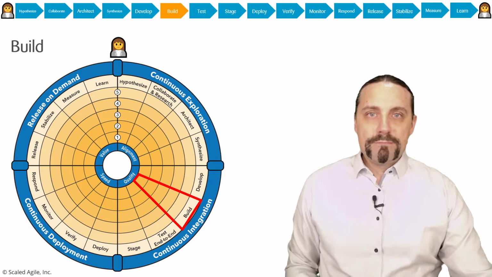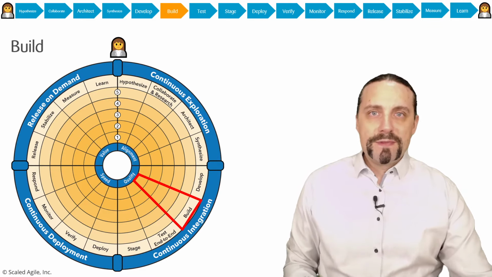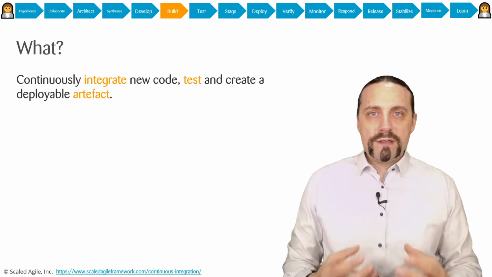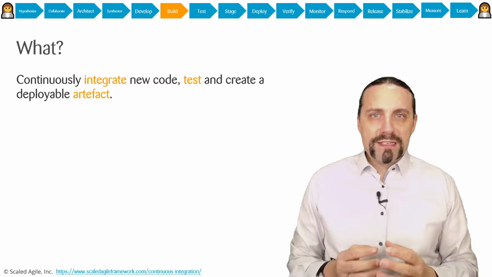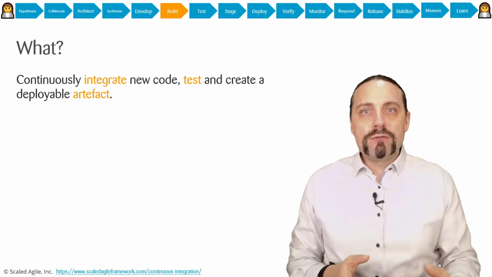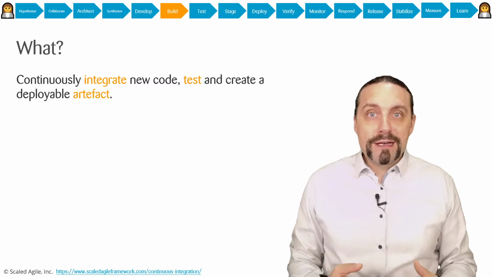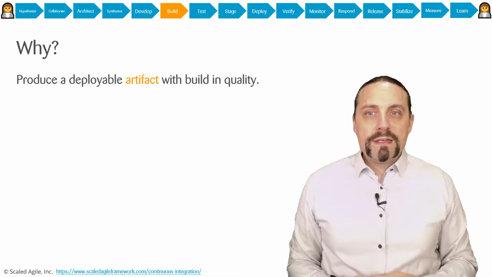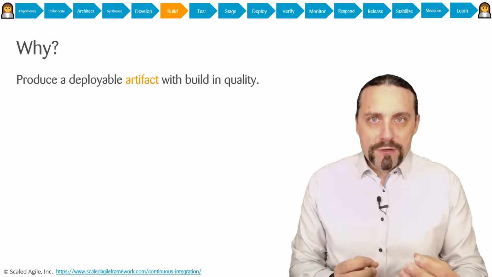After the develop step, after we have committed the code, the build step starts. Now let's have a look at what we are doing in the build step. From the develop step, we now have committed code. What we now need to do is to continuously integrate this new code, test the code, and create a deployable artifact out of that code. The goal of the build step is to create this deployable artifact with built-in quality.